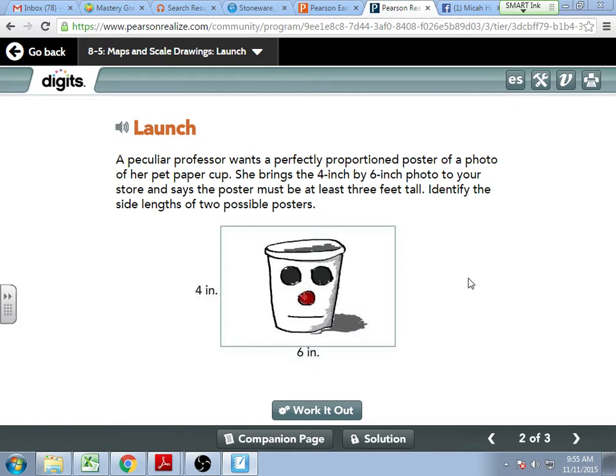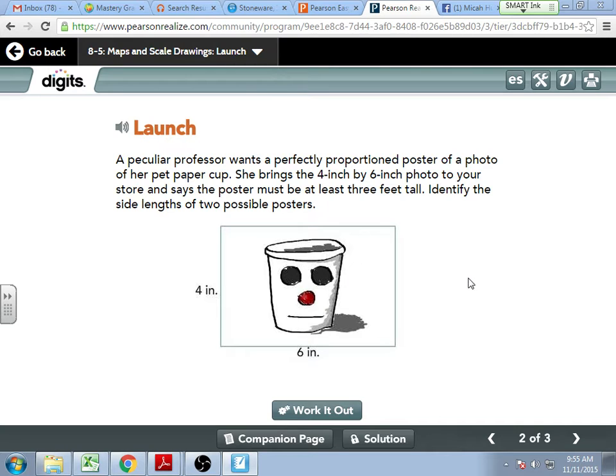She says that the poster must be at least 3 feet tall. So identify the 2 possible side lengths of that poster. So I want you guys to set up a proportion. I know you don't have much space on your paper. You can use scrap paper or somewhere that you have extra space, or a Post-it or whatever.